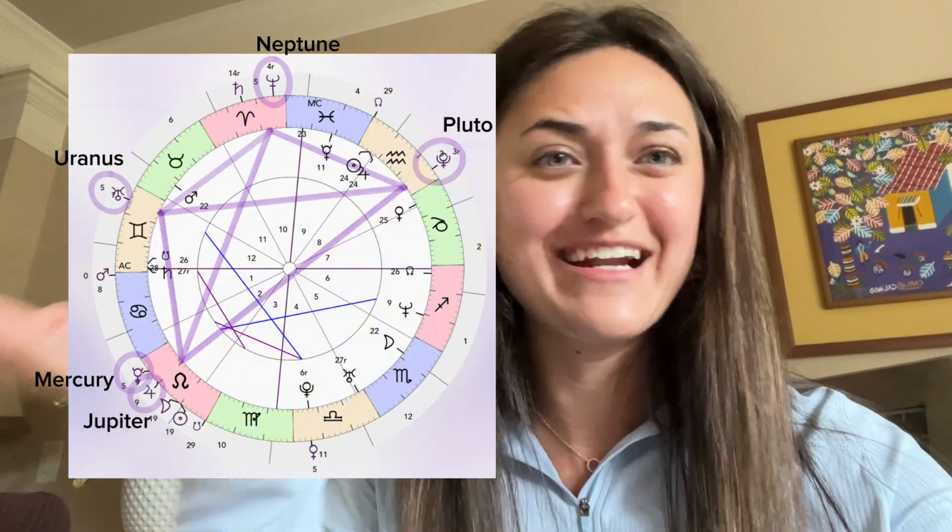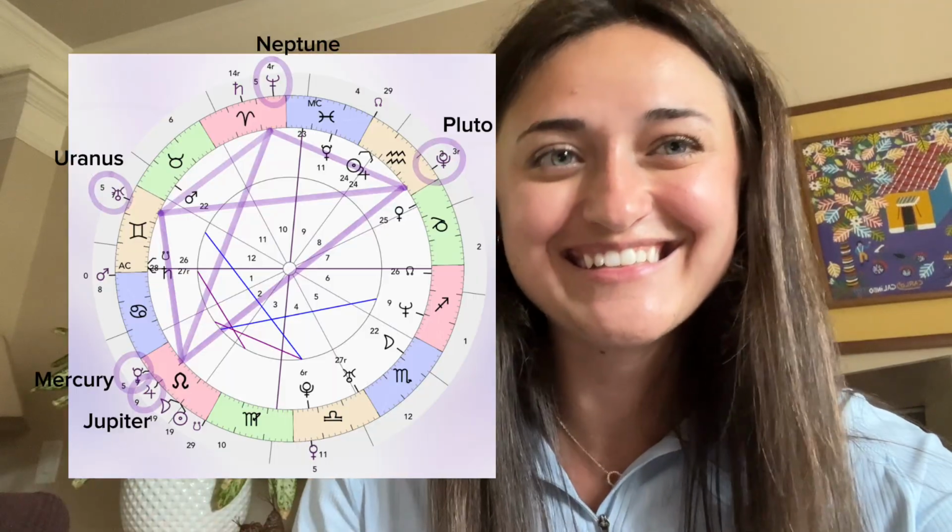Sorry, that was a lot. I'm just staring at this chart, trying to process. But basically, I know that's a lot, and if you don't know what aspects are, it's going to be really confusing. But basically, they're all just making different angles to each other, but most of those angles are really supportive.